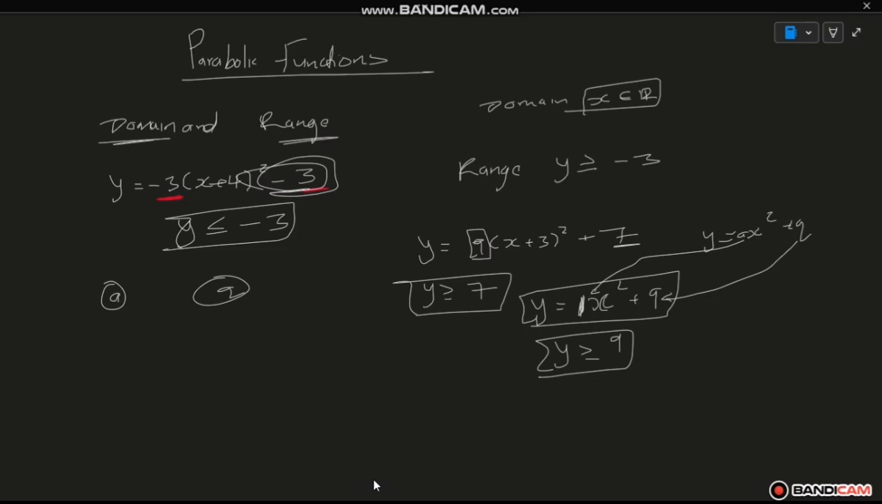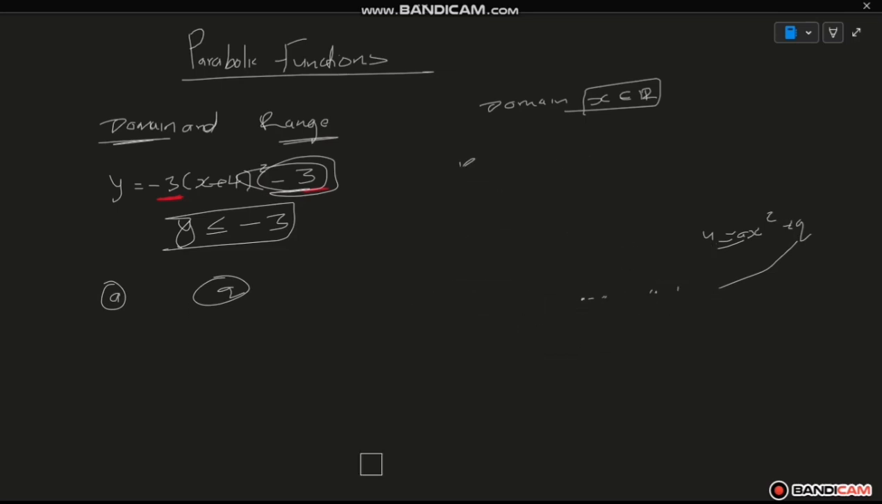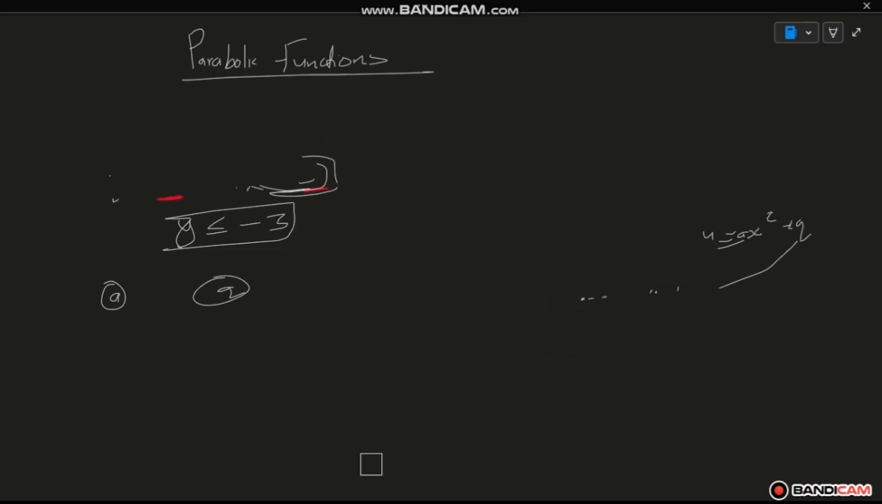So if you say y is less than and you do not put that equal sign under the inequality symbol, we are no longer talking about a parabolic function but an exponential function. I hope that makes sense.